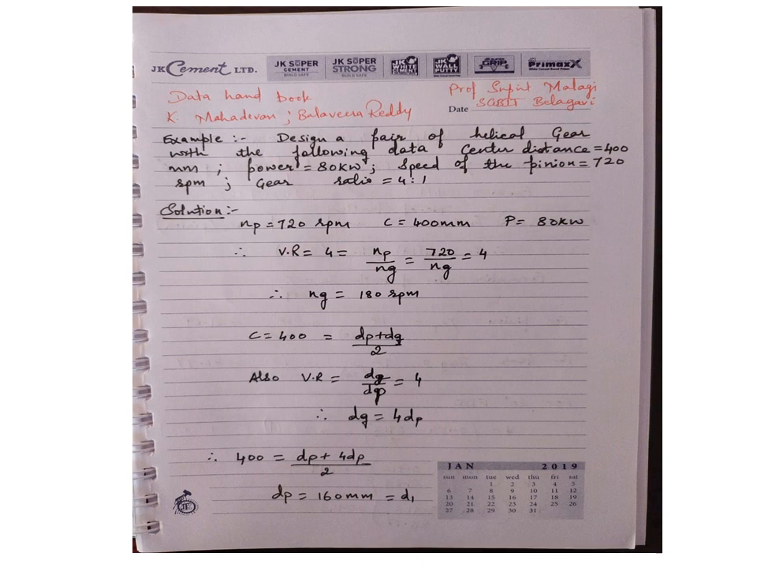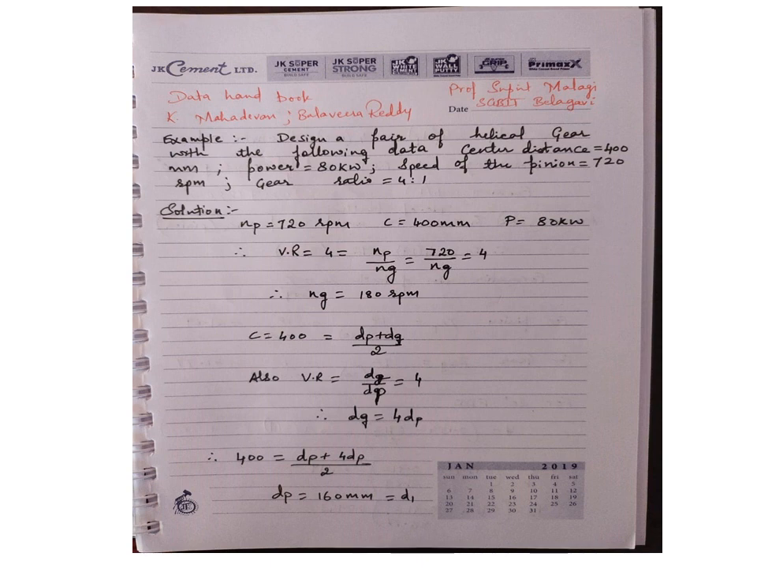The given example is like this. Design a pair of helical gear with the following data. Center distance is 400 mm, power is 80 kilowatt, speed of the pinion is 720 rpm, whereas gear ratio is 4:1. The data handbook which I have referred is K. Madhavan and Balaveeri 4th edition.